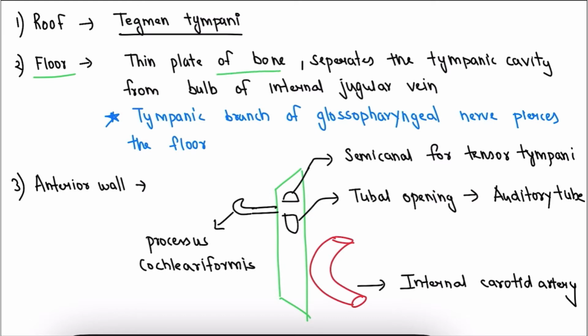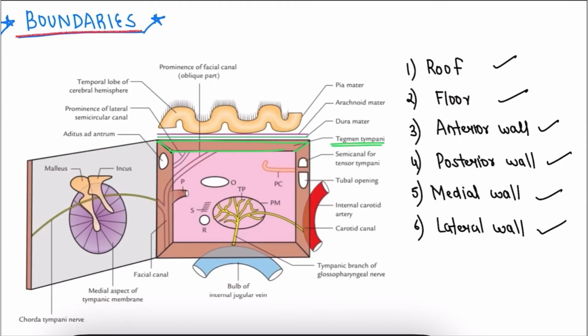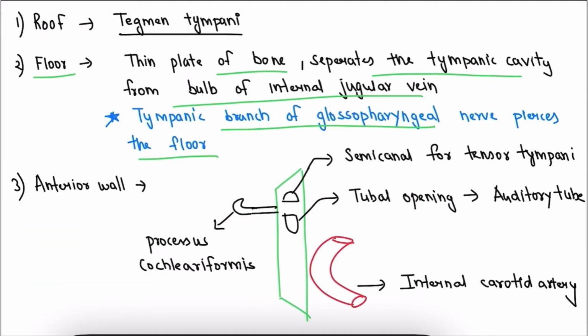The thin plate of bone separates the tympanic cavity from the bulb of internal jugular vein. And the second important point that we have to remember in the floor is that the tympanic branch of glossopharyngeal nerve pierces the floor. Now coming back to the image, this is the floor of middle ear. As you can see, the bulb of internal jugular vein just outside the floor of middle ear. And the second point that you have to remember is that the tympanic branch of glossopharyngeal nerve pierces the floor of middle ear.